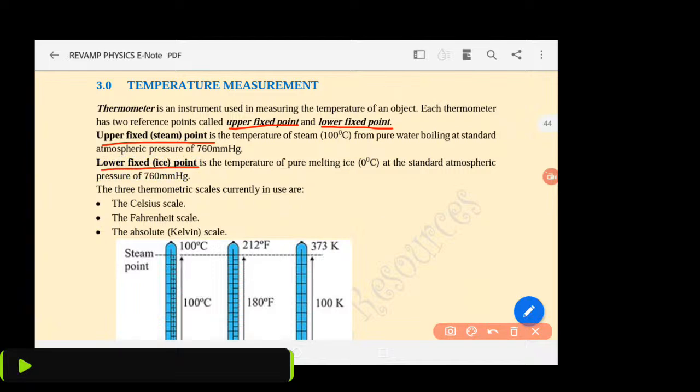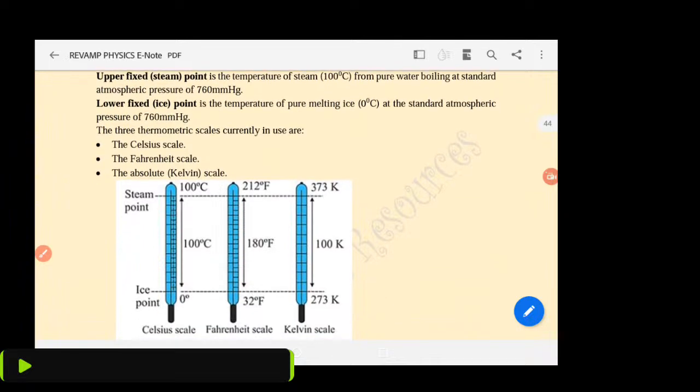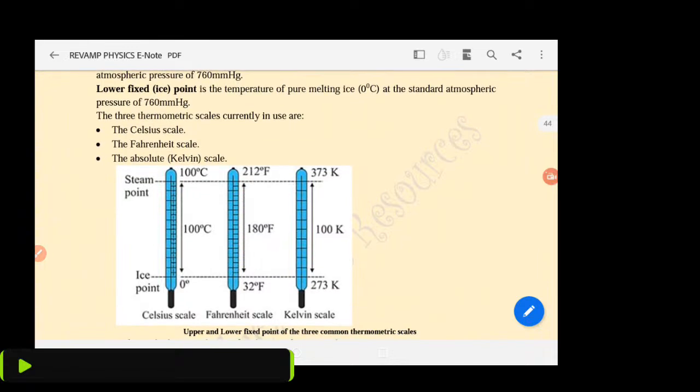You can see the definition of the upper fixed point on the screen and also the lower fixed point. Now, these are the theoretical background of the topic, which I expect everyone to go back to and study properly. Basically, this evening we are going to be looking at calculations on this topic. And presently, in the world, we have three scales of thermometer in use: the Celsius scale, Fahrenheit scale, and Kelvin scale.